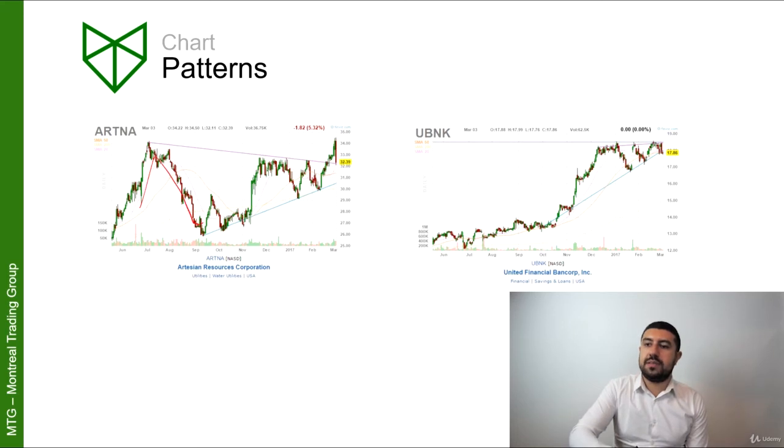We have something that wedged here, and then I can erase here. Nice, and then it broke. And again, here when it broke, you know what? This resistance line becomes the support, and you can see actually price went back here, and maybe it bounced off, maybe not, but more likely, right? And again, another example here.